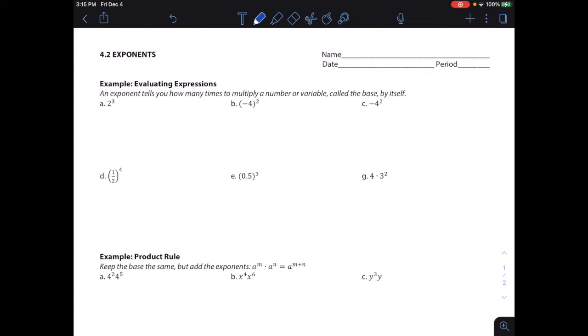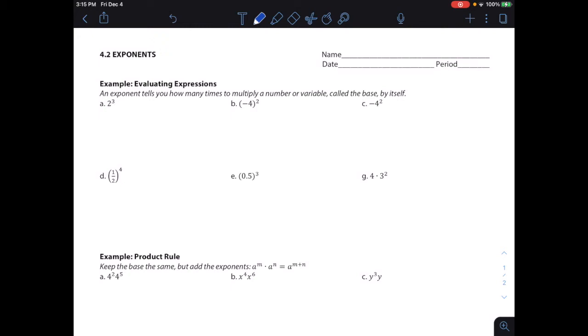First thing we want to simply just talk about is evaluating expressions that contain exponents. And the only thing you really need to know is that an exponent tells you how many times to multiply a number or a variable by itself. And what we call that number or variable is the base. We might not use that term very much, but you're going to see it throughout the course of your math career, and you're going to want to know what that is.